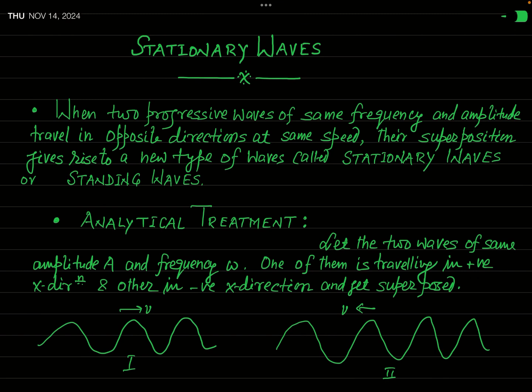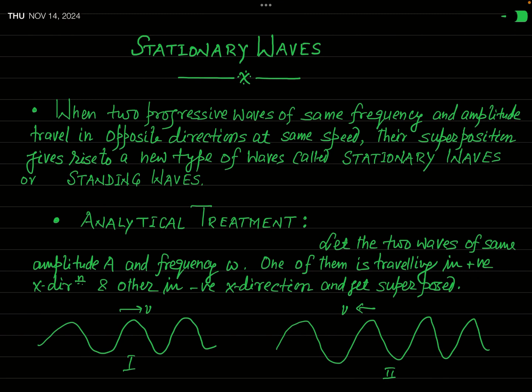First of all, you definitely have a curiosity to know what this stationary wave is and why it is called a stationary wave or a standing wave. In fact, when two waves are superposed, a stationary wave is formed. But is it possible that any two waves will get superposed and a stationary wave will form? The answer is no. Actually, there is some condition.